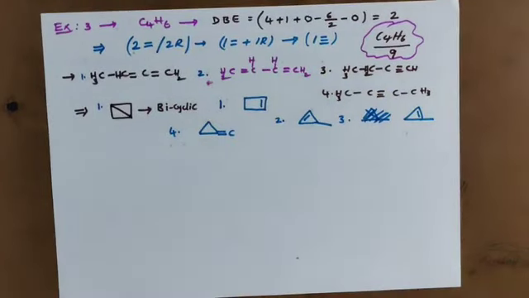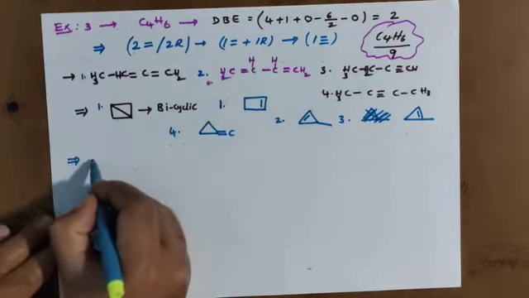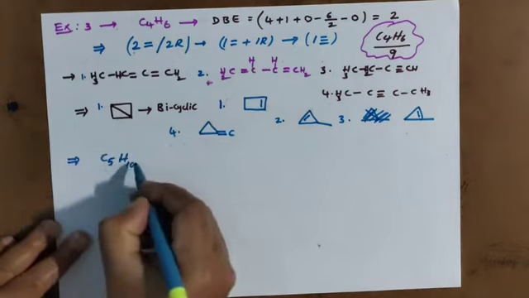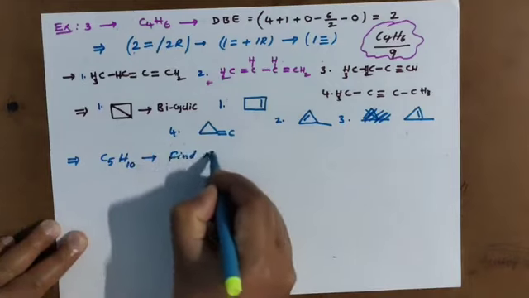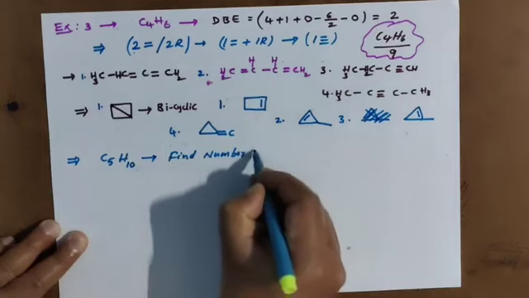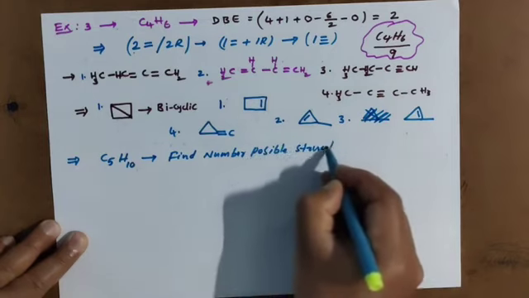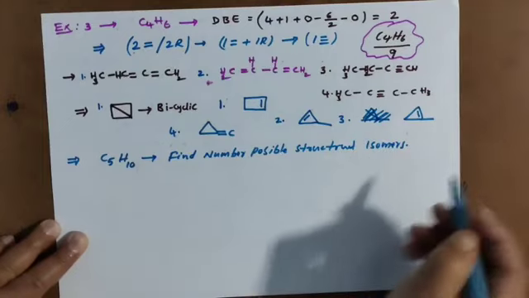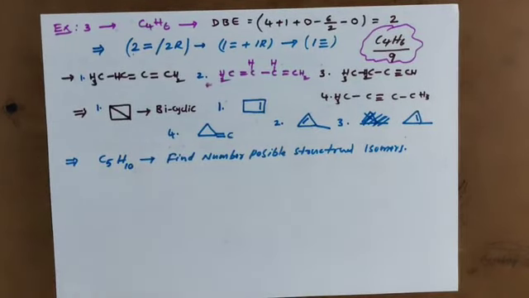Let me go for another example. This is a previous JEE question. C5H10, find the number of possible structural isomers. You have to concentrate a little bit. How many structural isomers are possible for C5H10?